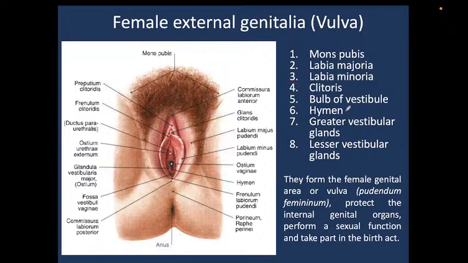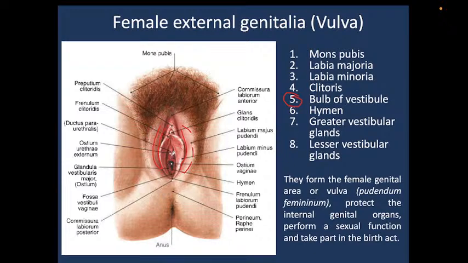Next organ is located in the base of labia majora. Usually, it's located here and not visible by examination. It is small, but it is also an external organ called the bulb of vestibule.